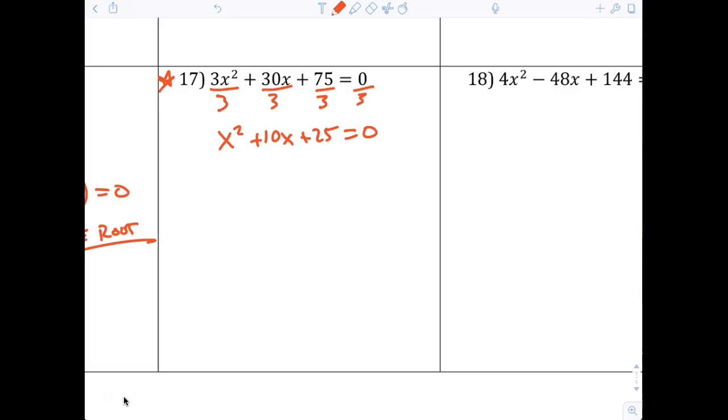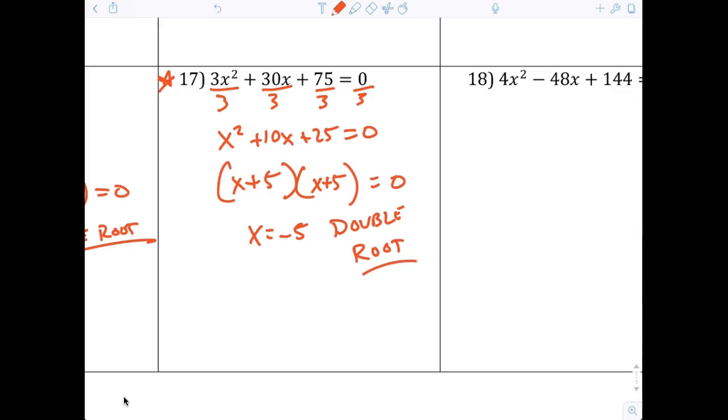Everybody's good? And now what? X plus 5, x plus 5. Right, x plus 5, x plus 5. So x equals what? And then just because we're smart, we're going to put it's a what? It's a double root. Again, that just means the answer occurred twice.